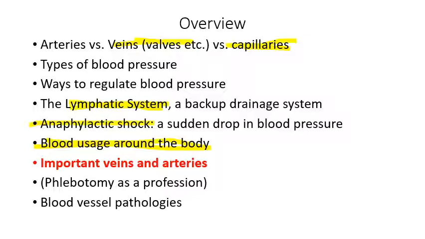And then we're going to spend a boring section of the lecture, boring to you but exciting to me, talking about and learning the names of the important blood vessels that supply blood to different parts of the body. And then we'll talk about a profession that you can go into called phlebotomy. The word phlebo is an old Latin word meaning the blood. And so a phlebotomist is somebody who basically takes blood samples, right?